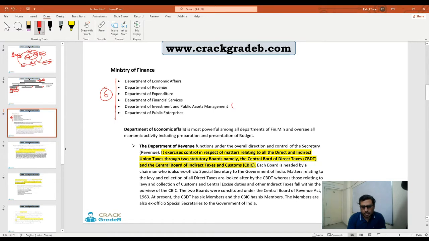Most of the time in newspapers, it is written as DIPAM, Department of Investment and Public Assets Management. DIPAM, it is mentioned there, right? So you can keep this word DIPAM in your mind, that is the Department of Investment and Public Assets Management. Historically, it was not part of the Ministry of Finance.